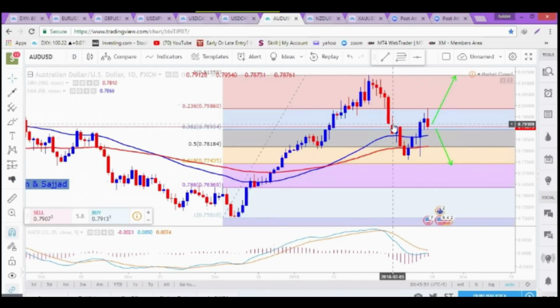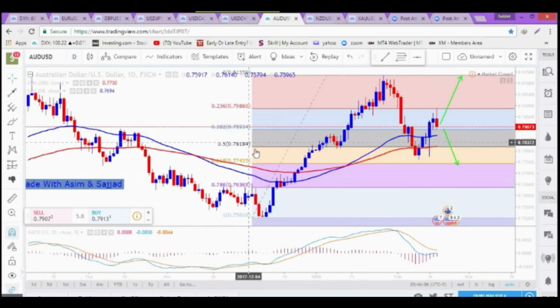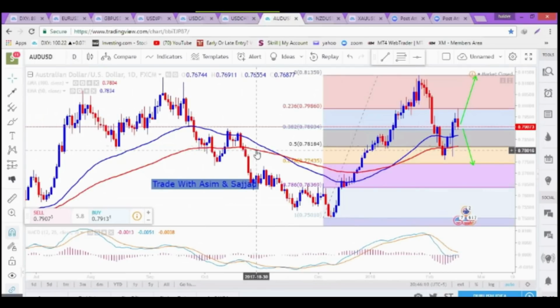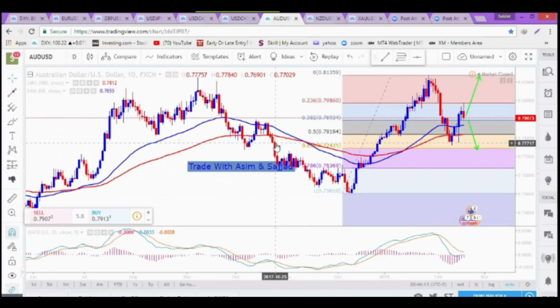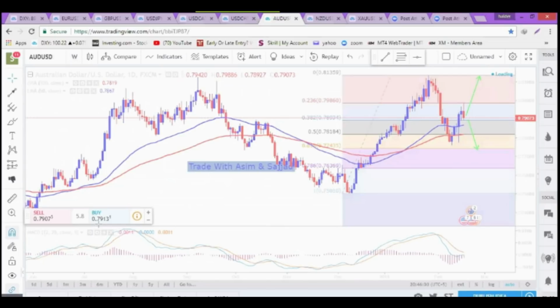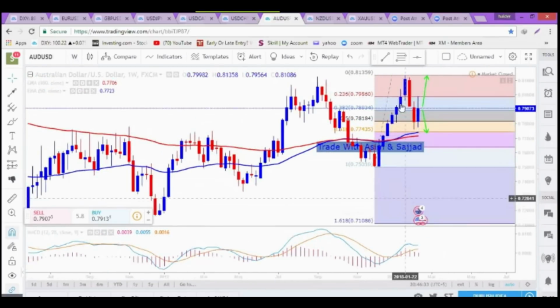Asim, how do you see the market? I'm neutral on Australian dollar versus the US dollar. The reason is that it is touching the Fibonacci retracement of 0.236, and below it the blue one is 0.382. It's actually in between both of the levels, so it can move in either direction depending on how the market opens on Monday. So I would be cautious at this level. Although if we look at the weekly, it's quite bullish. Here on the weekly, it's a very strong bullish candle.